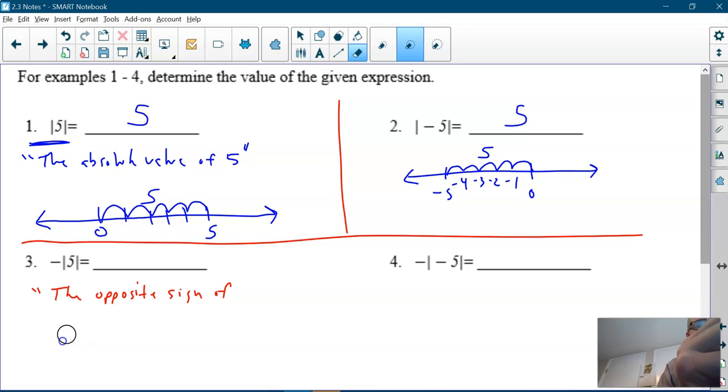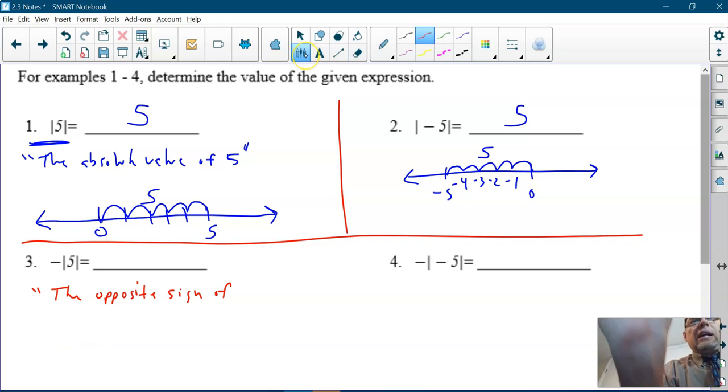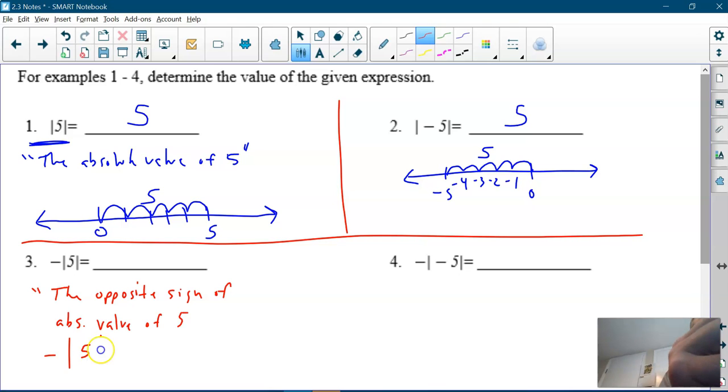So the opposite sign of absolute value of 5. Meaning that if I can find whatever the absolute value of 5 is, whatever that answer is, make my answer the opposite sign of that. So let's think about the opposite of the absolute value of 5.